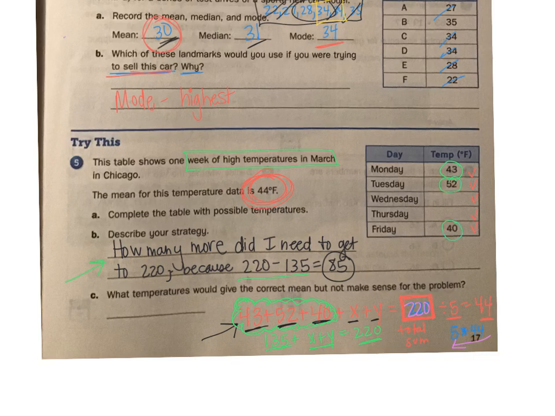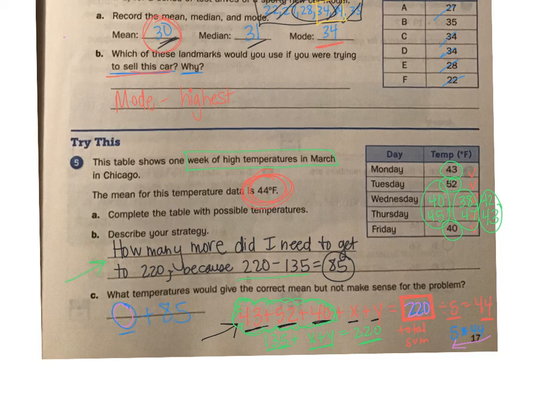So I would probably want temperatures that are close to all of these. So if it's 85, maybe I could do something like 40 and 45. Maybe I would go with 38 and 47. Whatever, I could put lots of different combinations in there. Maybe 42 and 43. Regardless, these two numbers have to add up to 85. Now they're asking which ones would give the correct mean but not make sense. Well, what about 0 and 85? They wouldn't really make much sense, right?